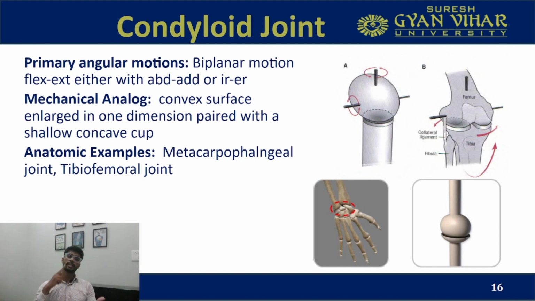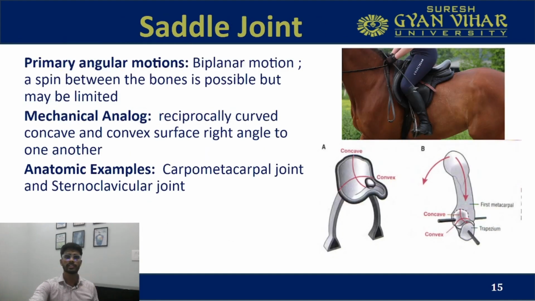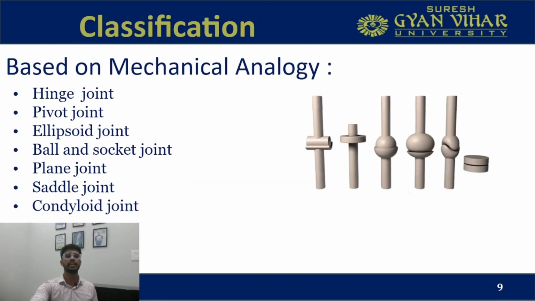First is abduction and adduction, or internal and external rotation. It can either be combined with flexion extension and abduction adduction, or flexion extension plus internal and external rotation. The anatomical example is the metacarpophalangeal joint, where flexion and extension is combined with abduction and adduction. And in the tibiofemoral joint, which is the knee joint, flexion and extension is combined with internal and external rotations. I hope this is clear, how it is different from biplanar joints, because they both look very similar to each other. This was all about the classification of the joints according to their mechanical analogy.